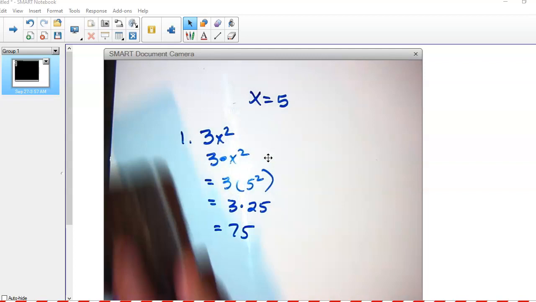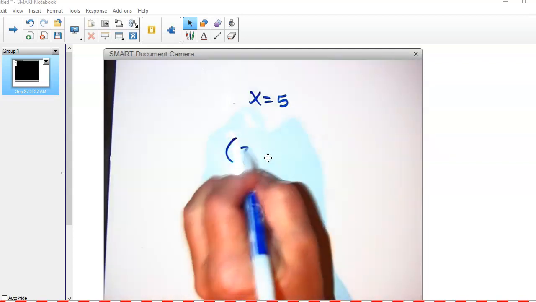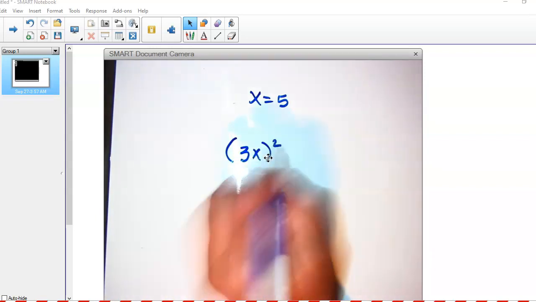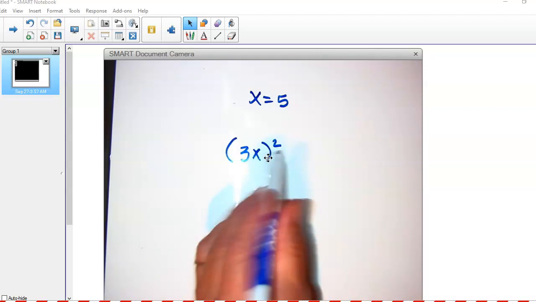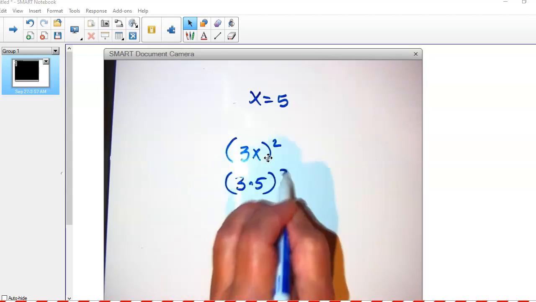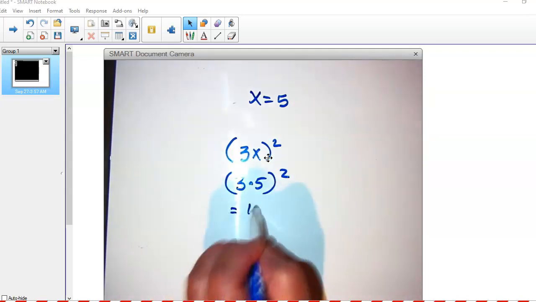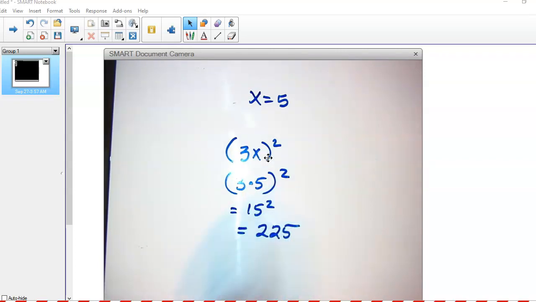We're going to keep the x equal to 5. And we've got a new problem, (3x) squared. Notice this one looks a little bit different. This is 3 times 5 and then squared. So 3 times 5 inside parentheses, and we're going to square it. And then we get 15 squared, and it's 225.